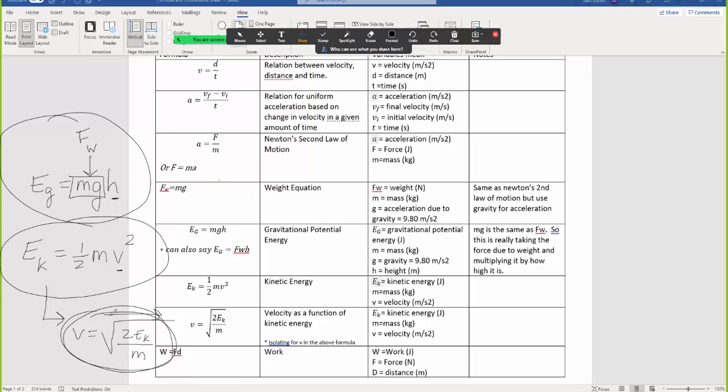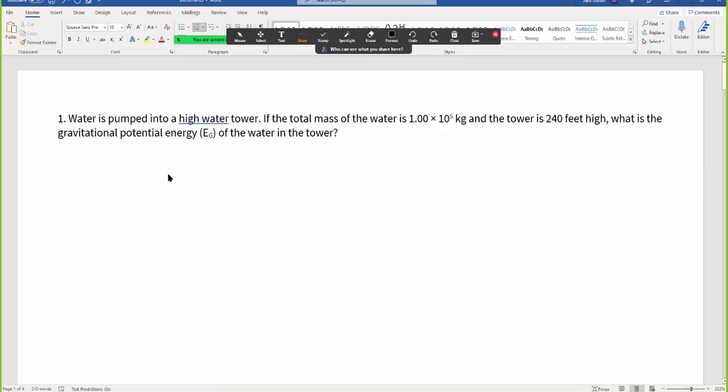All right, so these are the main formulas that we are using for today. These are the classroom computation problems that we're supposed to do together. So water is pumped into a high water tower. So I'm going to draw the water. The water was pumped into this water tower. So now all the water is at the top.